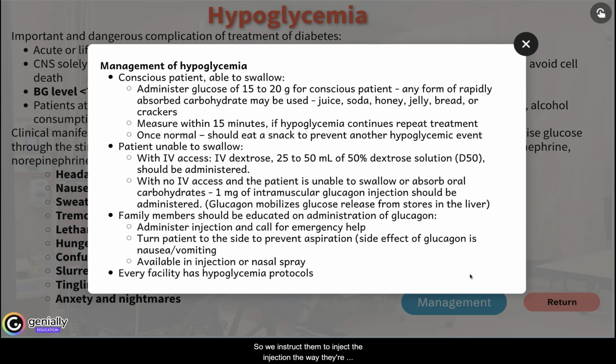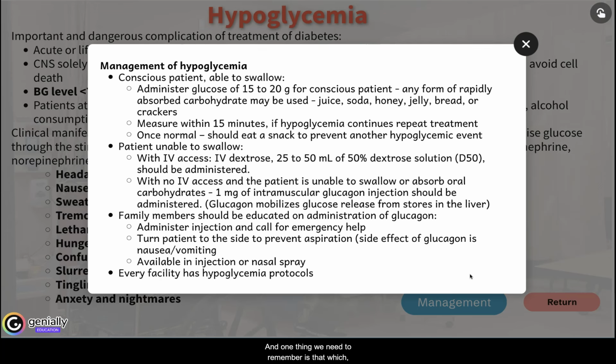So we instruct them to inject it the way they're supposed to do it, and show them, okay, you've got to inject that in the muscle. As soon as you inject it, you need to call for emergency help, call 911, and turn the patient to the side, because once the patient gets injected with the glucagon, its side effect is nausea and vomiting. So we want to make sure that they turn them to the side so they don't vomit and aspirate on their own vomit. It's available in injection or nasal spray.